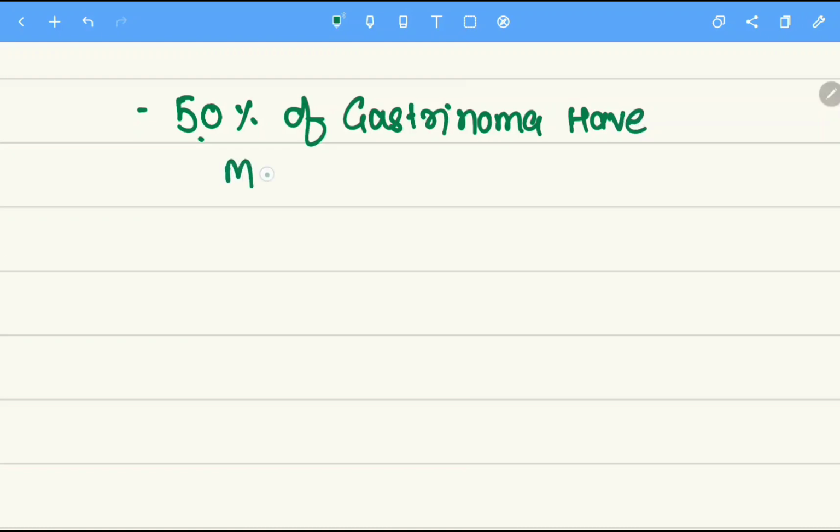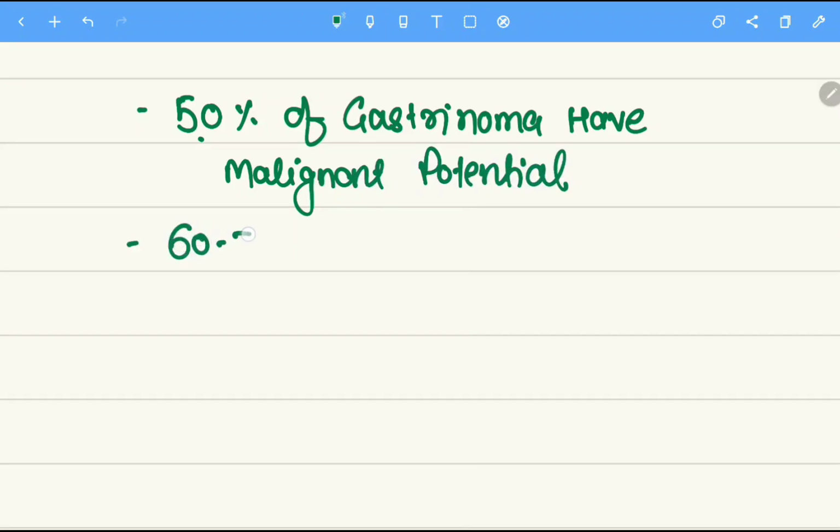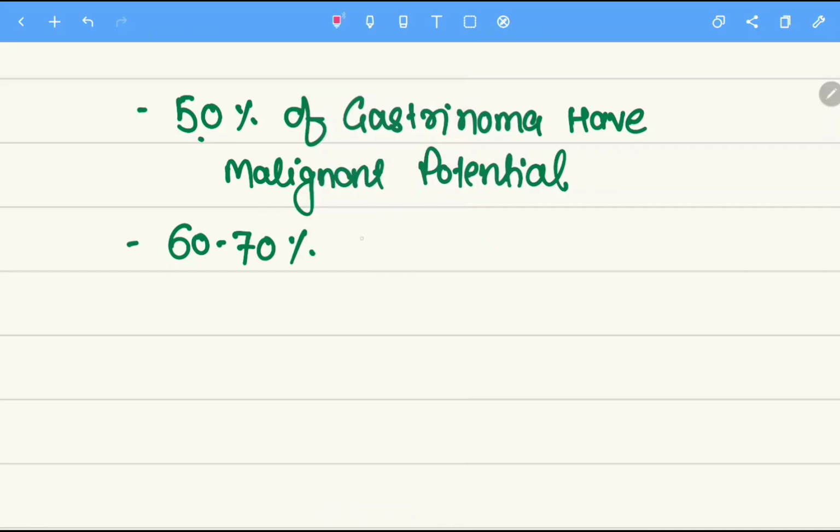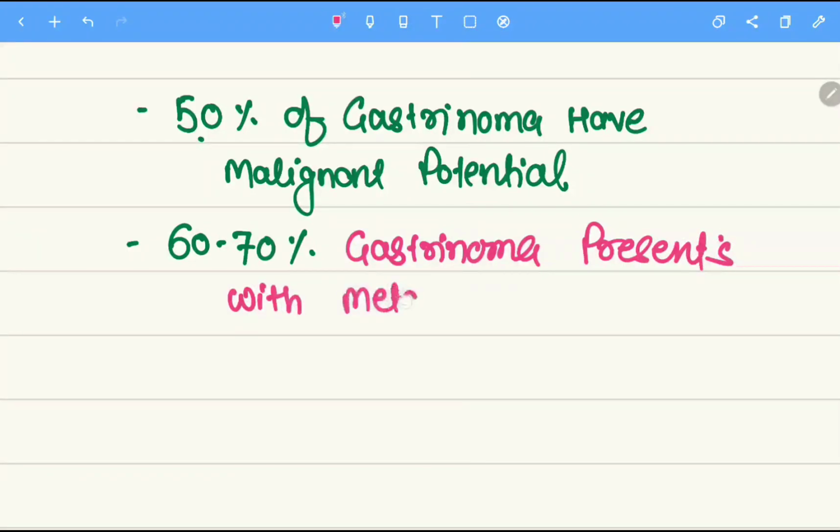So this is the difference between the sporadic and the familial type of gastrinoma. What else? We can say that 50% of gastrinomas overall have malignant potential, but 60 to 70% of gastrinomas present with metastasis only. Yes, the presentation is only metastasis.